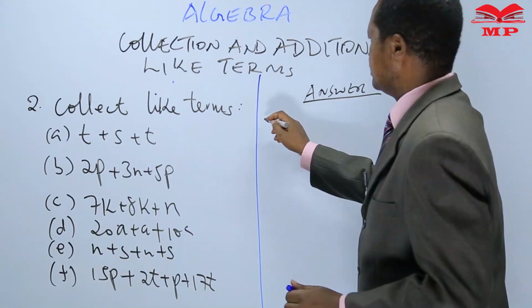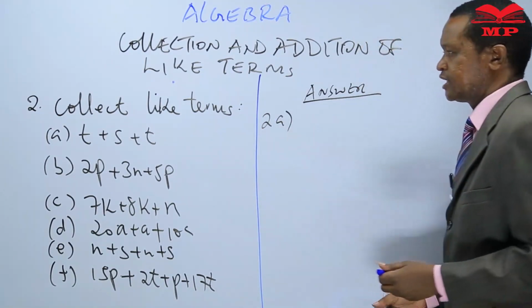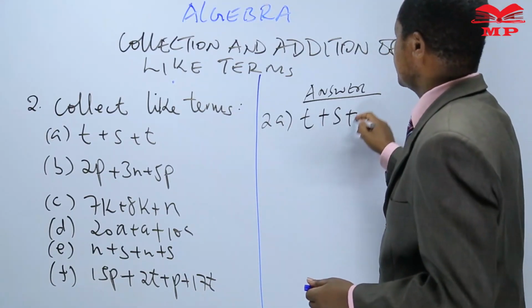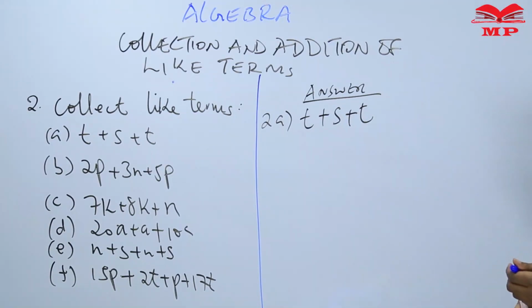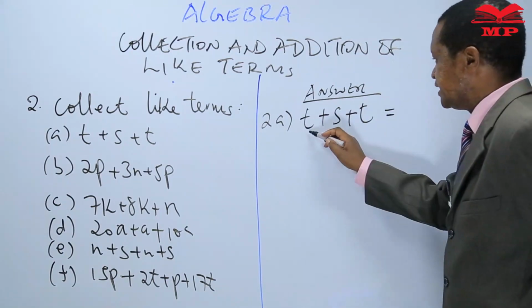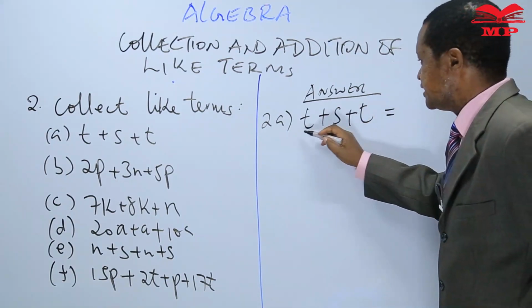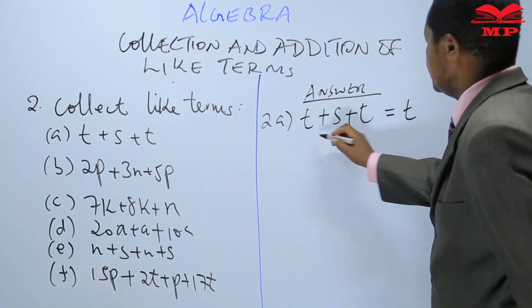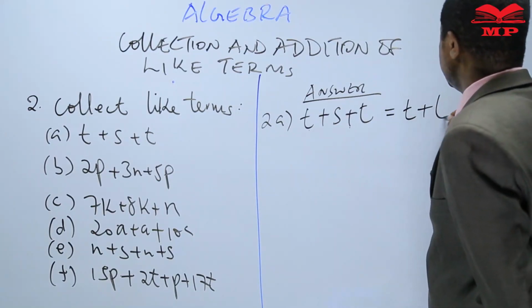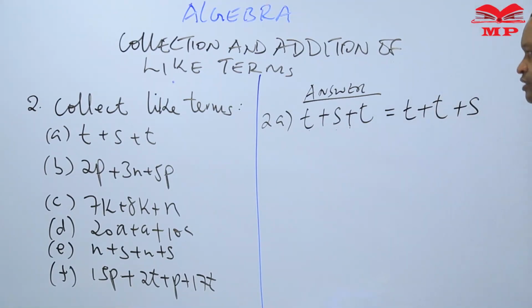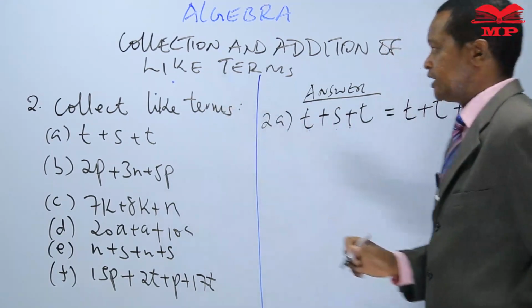Let us collect terms in A. We have t plus s plus t. So what are the like terms here? We have t and t, then s. T and t are like terms. So we write this t, plus t, then plus this s. So we have answered that question. We were not told to add, we are just told to collect the like terms.